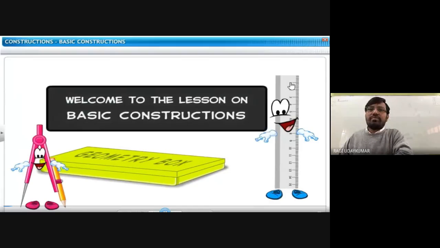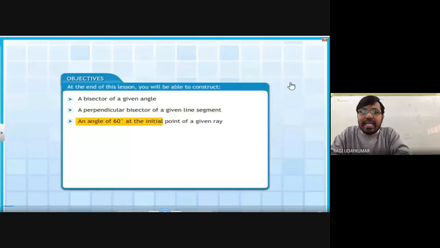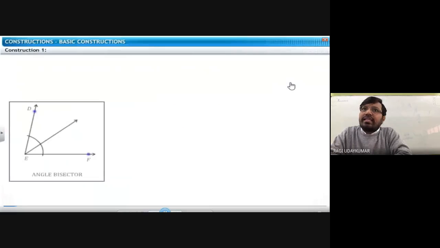So in the geometry box you are going to have these things. So what are we going to learn? At the end of this lesson you will be able to construct a bisector of the given angle. A perpendicular bisector of the given line segment. An angle of 60 degrees at the initial point of a given ray.